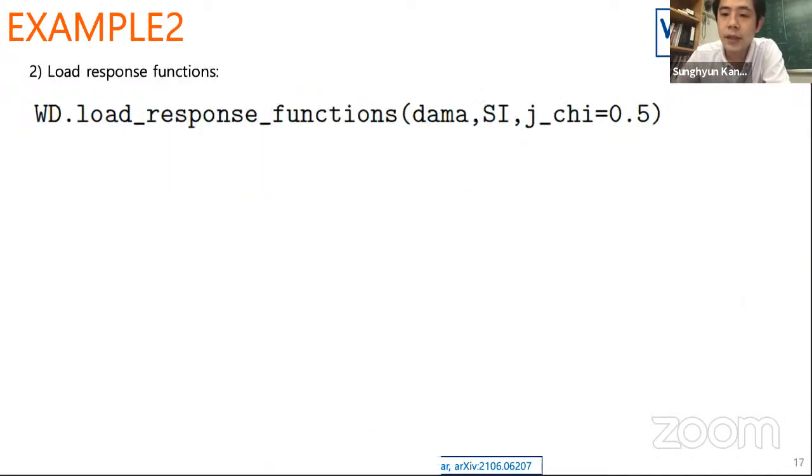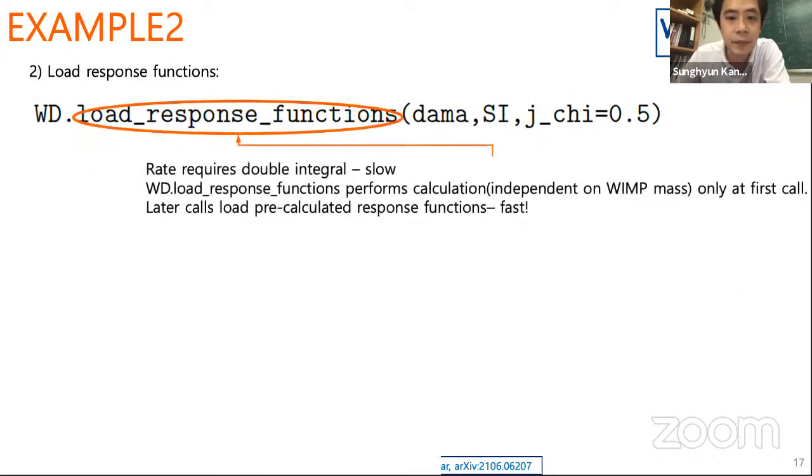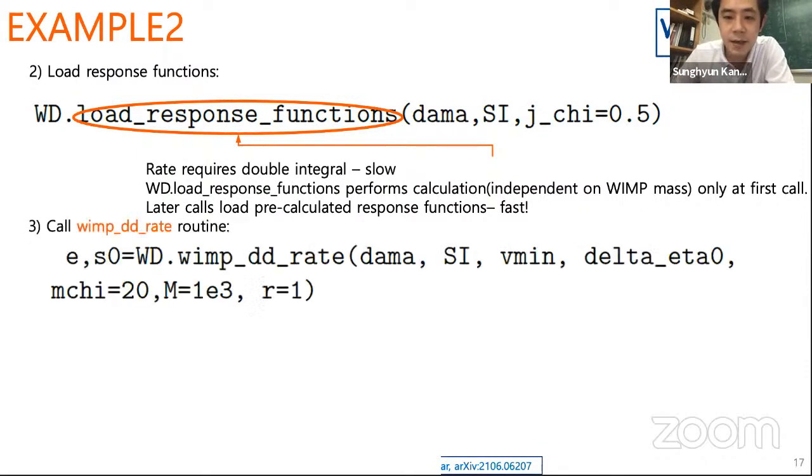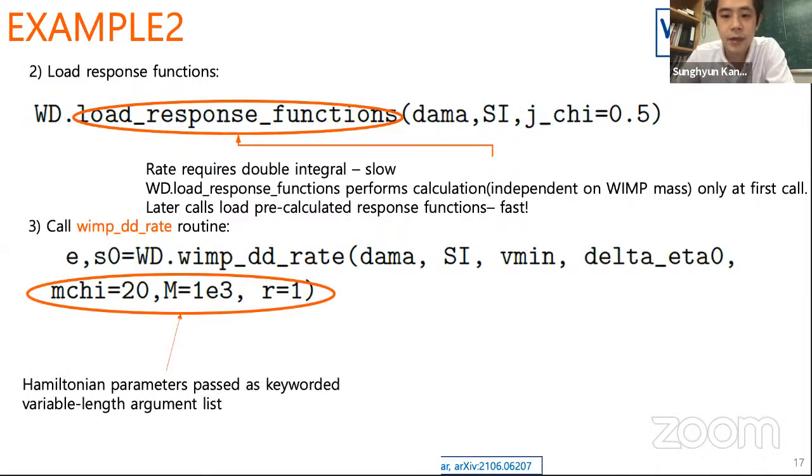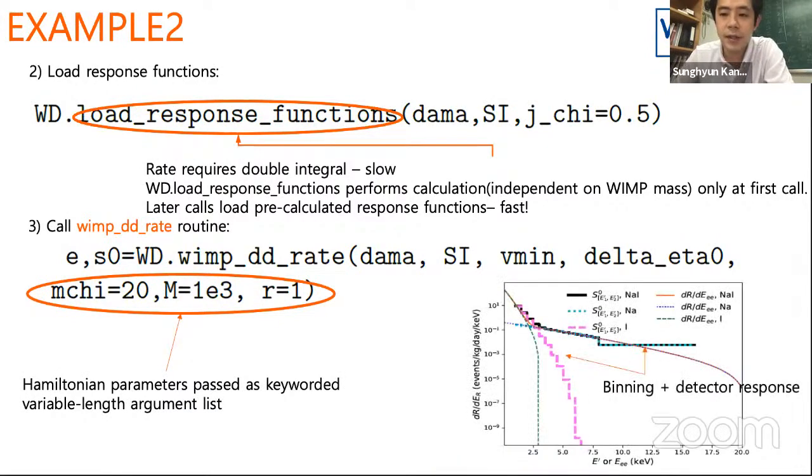And then one needs to load response functions using the command below. Calculation of the rate requires a double integral, so it's slow. However, WimPyDD performs the calculation independent of WIMP mass only at first call, and later just loads pre-calculated response functions. So it can be very fast. Next is to call the WimPyDD rate routine, including also the keyword arguments. And now you can see the result with response of the detector.